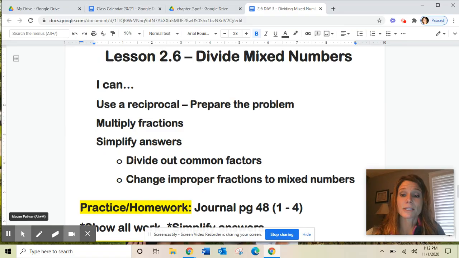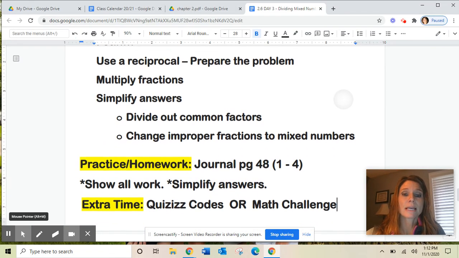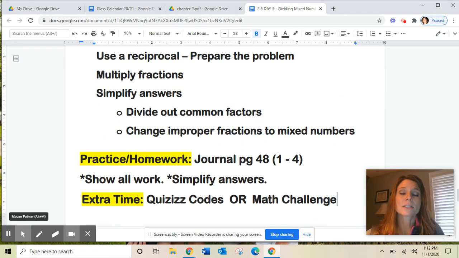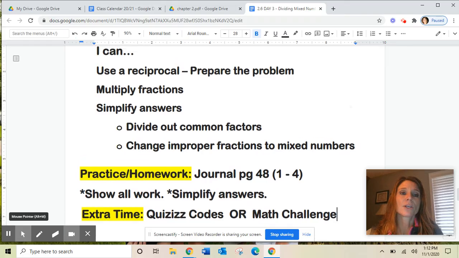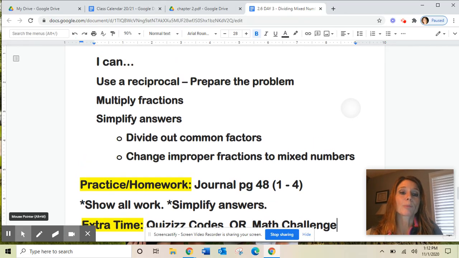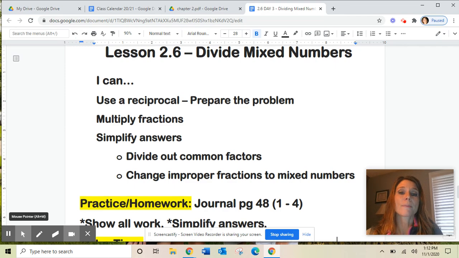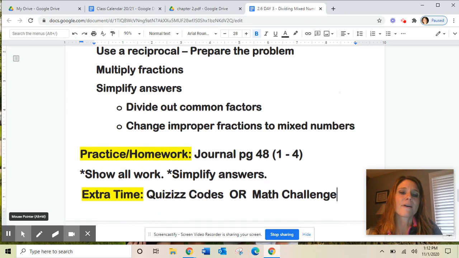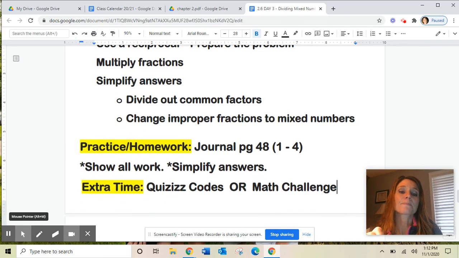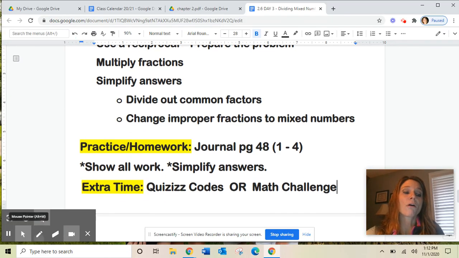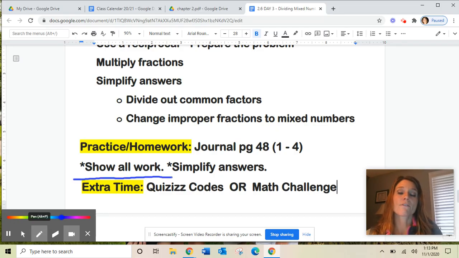So it's time to practice. Your assignment is on journal page 48. I'd like you to do the first 4 questions. You will be preparing your problem with reciprocals. You will also be preparing your mixed numbers. If you have mixed numbers, you're going to make them improper. Multiply, simplify, and then make sure that you show all of your thinking for 1 through 4. Happy practicing.